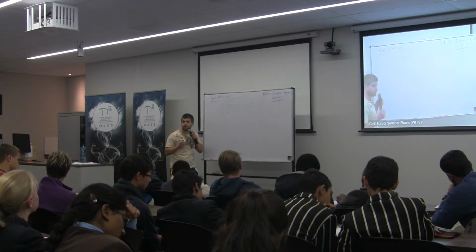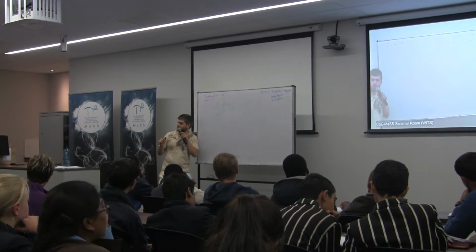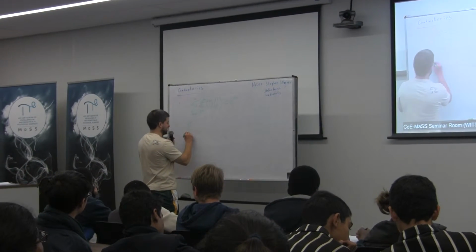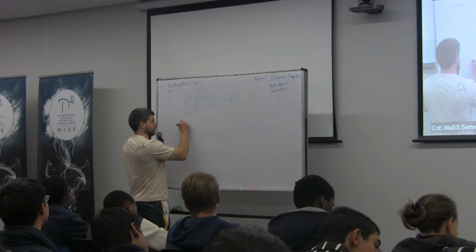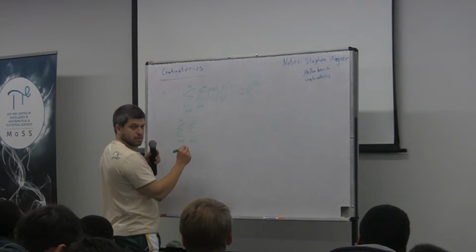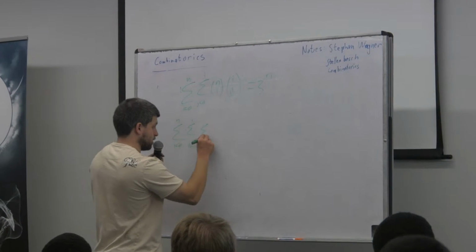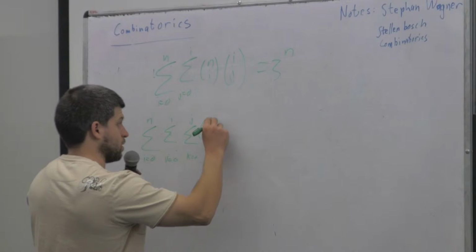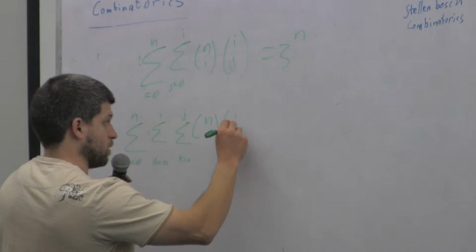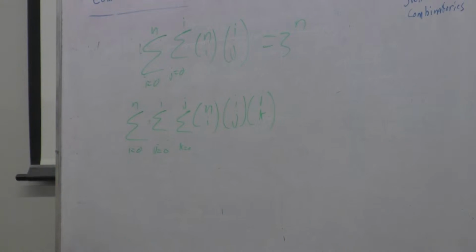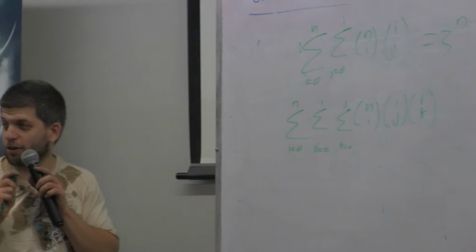Okay, everyone ready for the big reveal? So I is 0 to n. J is 0 to I. And now this looks horribly, horribly complicated.